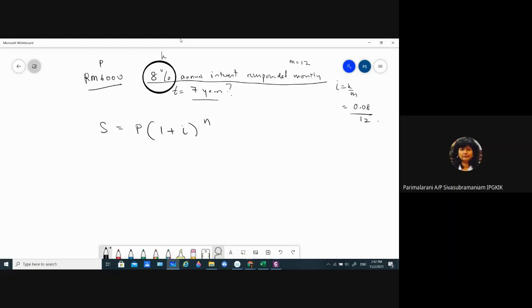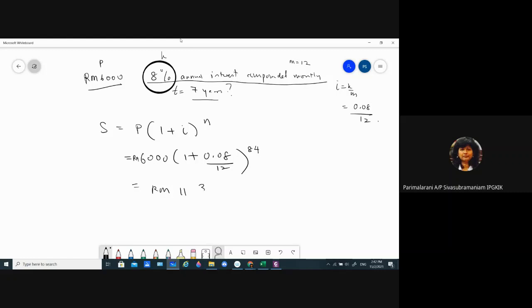So you want to find, after 7 years, either the future value or the accumulated value, which is represented by S, or you can even write FV. This is equal to your principal, 6,000, times 1 plus 0.08 over 12, and your N now is the number of frequencies per year, which is 12, times the number of years, 7. 12 times 7 is 84. So using your calculators, after this step it is all using calculator only.